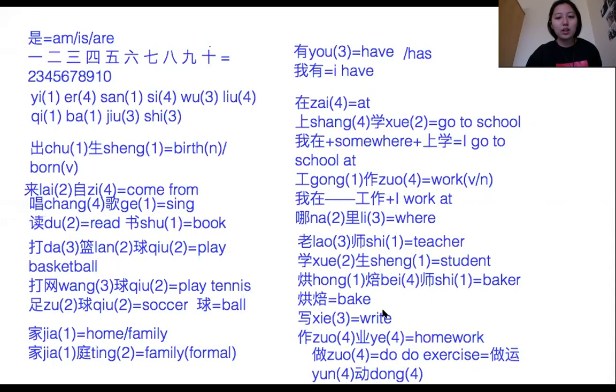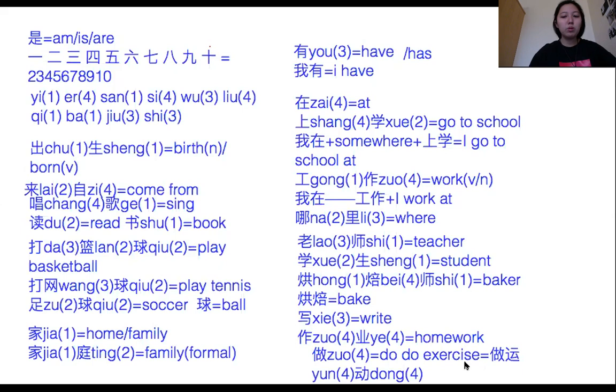So you can also say 烘焙师. That's another profession. 烘焙师 is baker, and 烘焙 is bake. And 写 is write. So you can say write your homework is 写作业, because 作业 is homework. You can also say write a book is 写书.